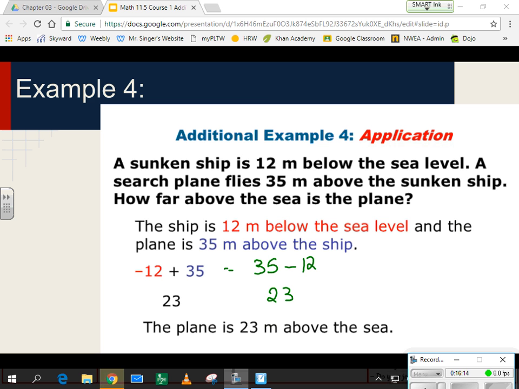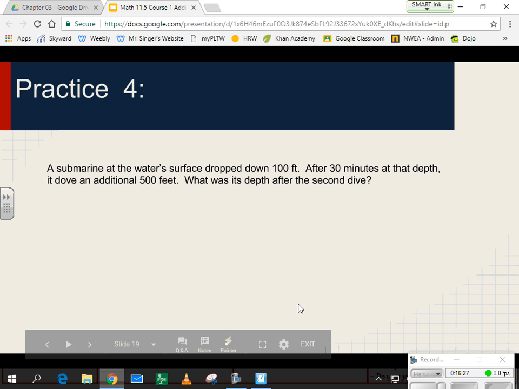So then, because it's a word problem, you have to write it out as a sentence. The plane is 23 meters above the sea. Put it down if you need to in your notes. All right, try this one on your own and come back when you got the answer.